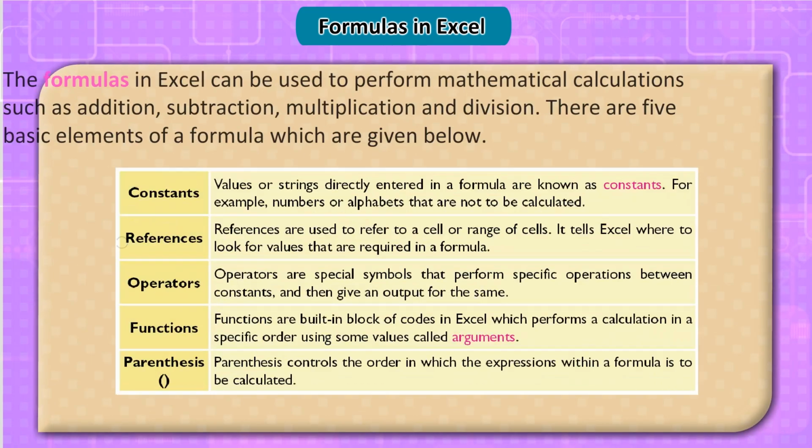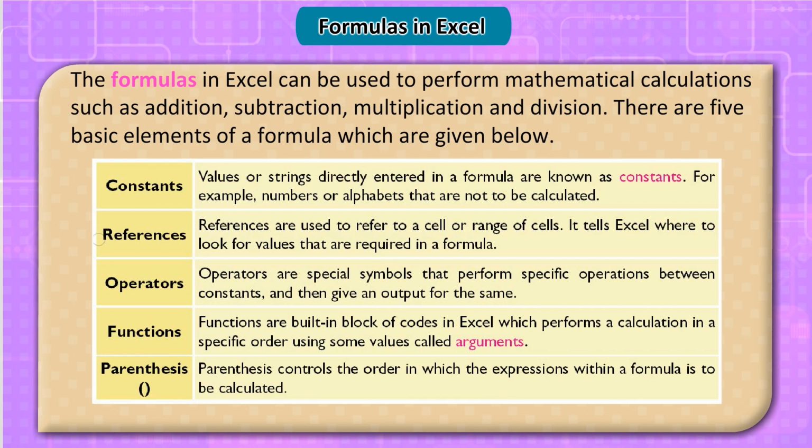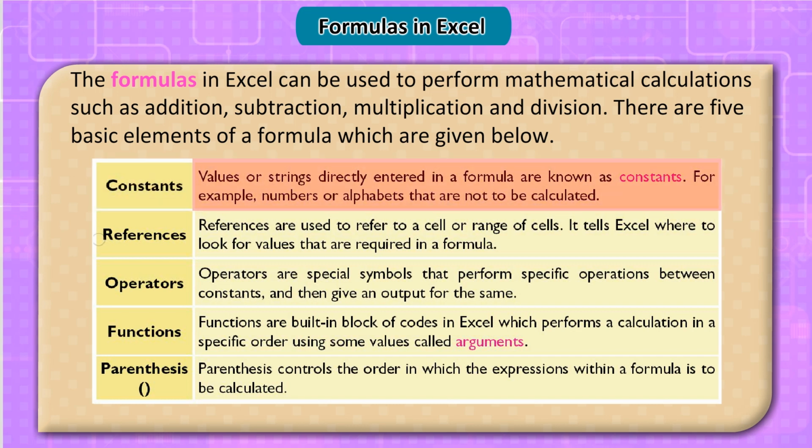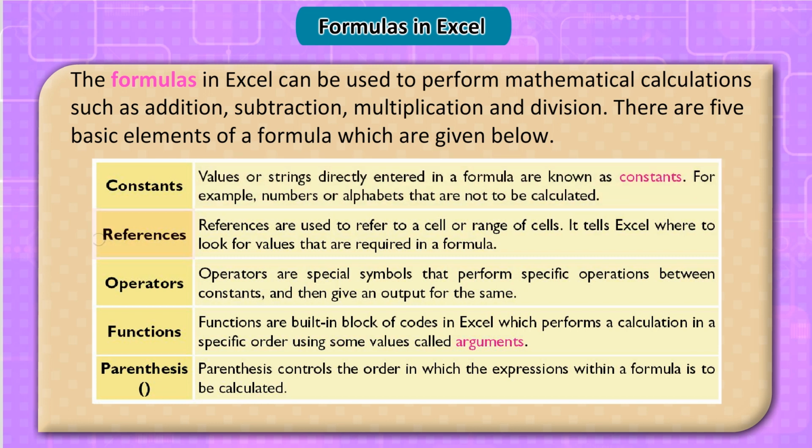Formulas in Excel. The formulas in Excel can be used to perform mathematical calculations such as addition, subtraction, multiplication and division. There are 5 basic elements of a formula which are given below. Constants. Values or strings directly entered in a formula are known as constants. For example, numbers or alphabets that are not to be calculated. References. References are used to refer to a cell or range of cells. It tells Excel where to look for values that are required in a formula.